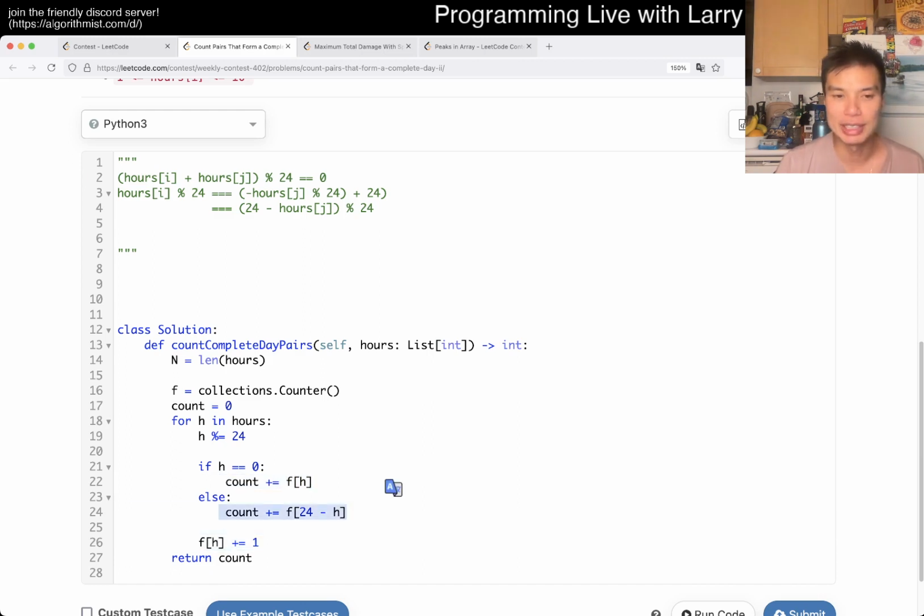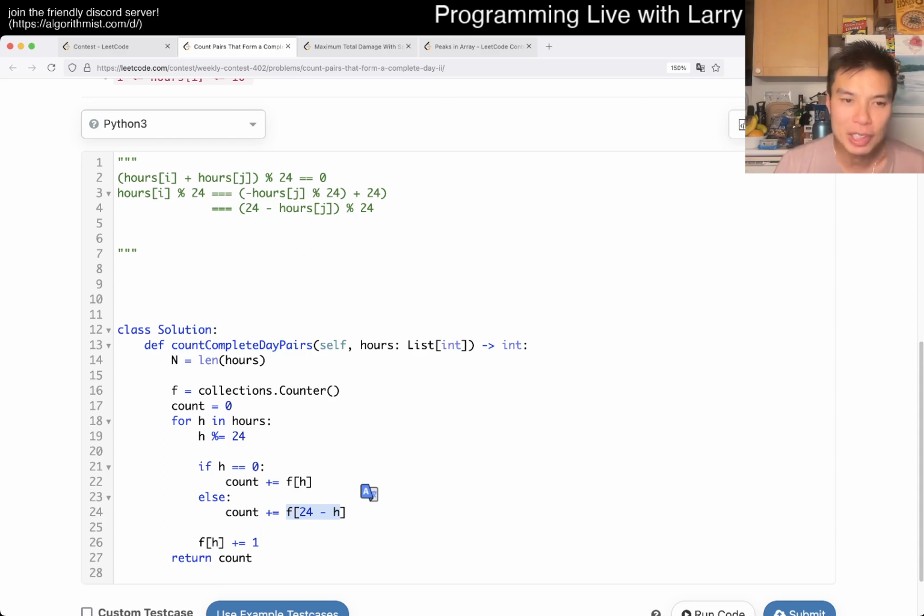In this case, we just have 24 minus h, as we have here. This math can get a little bit tricky. The way I would recommend, in a contest, an interview, or practicing, is to use real numbers in your head. For example, if h is 5 and you want this to be a multiple of 24, then this has to be 19, and 5 plus 19 is 24. So this checks out. Just a quick sanity check; it doesn't have to be a proof.